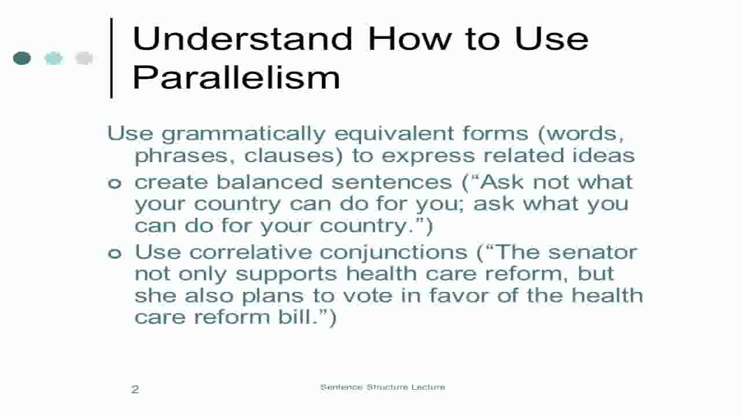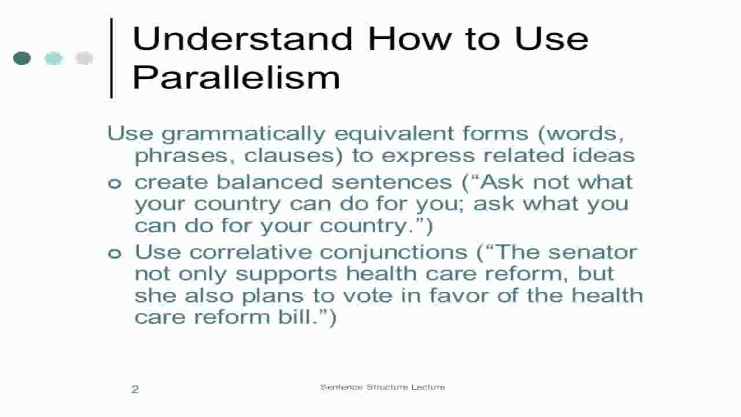One type of parallel structure is the balanced sentence. A balanced sentence puts two similar grammatical structures together to emphasize a strong comparison between the two ideas. It balances two different, usually opposing ideas by using structures that are similar. John Kennedy's famous "Ask not what your country can do for you, ask what you can do for your country" is an example of a balanced sentence because the two opposing ideas are presented in the same grammatical structure. In this case, there are two imperative sentences.